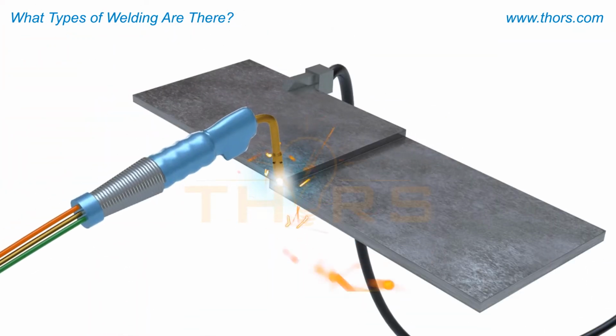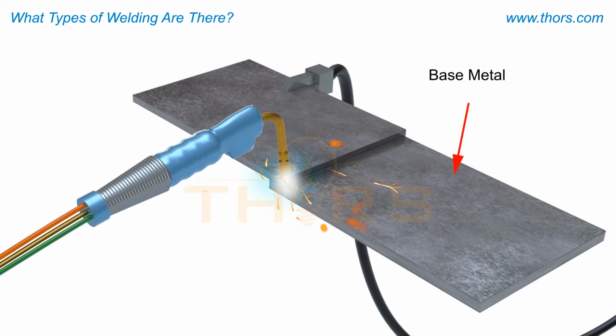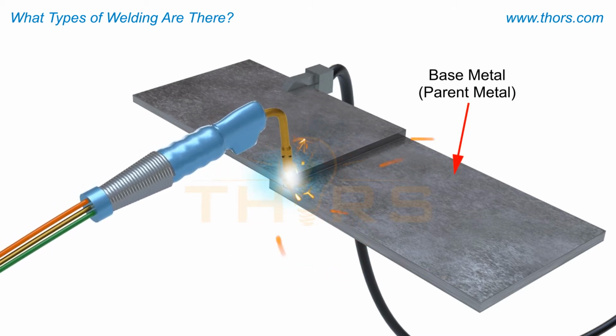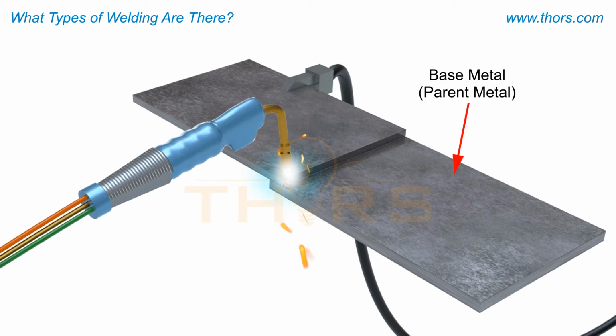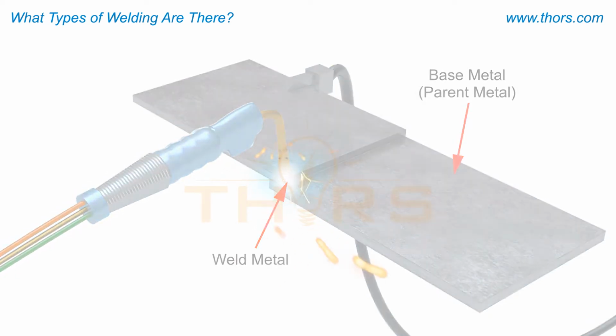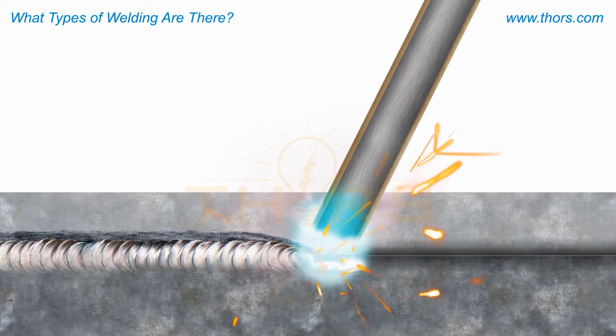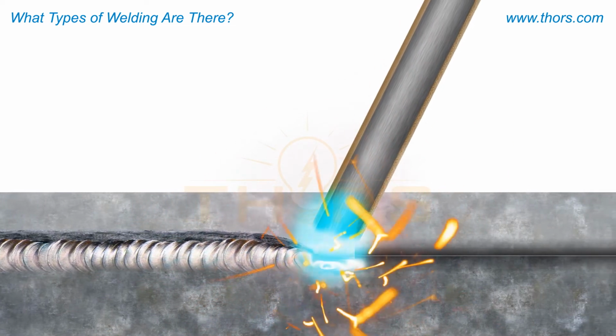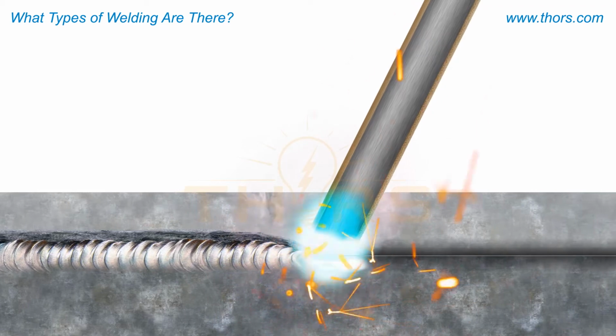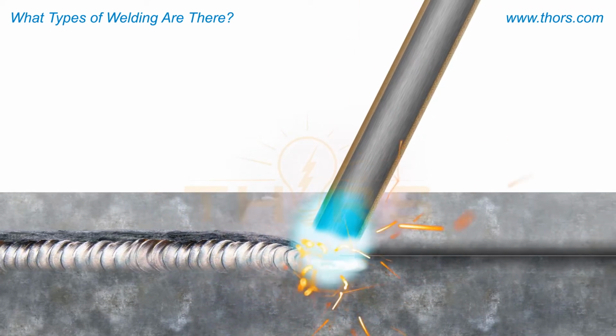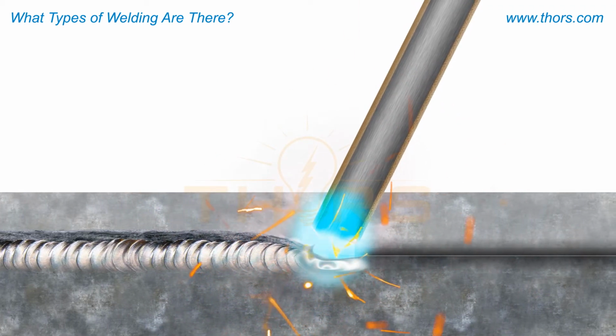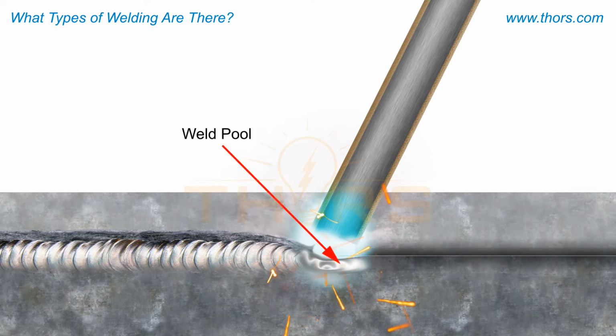The metal being welded is known as the base metal or parent metal. The metal provided by the welding equipment to join the base metals is known as weld metal. For example, these steel plates would each be considered base metals. During welding, the base metals are close enough to the arc to melt and are joined by the liquid weld metal in a weld pool.